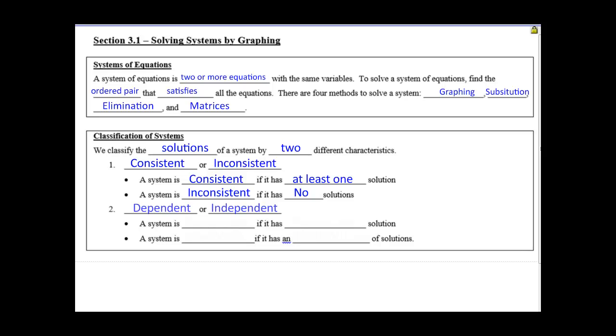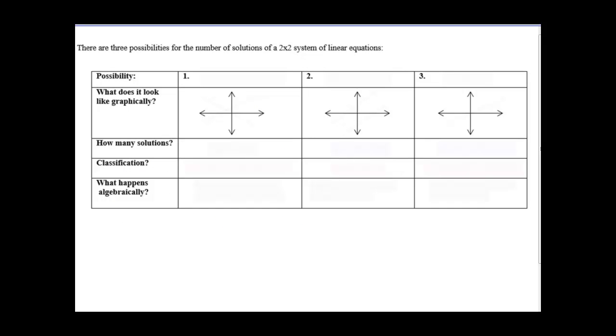So we're going to call it dependent or independent. A system is independent if it has exactly one solution. The lines do cross one time. A system is dependent if it has infinitely many solutions. There are 3 possibilities for the number of solutions of a 2 by 2 system. So these are 2 equations.